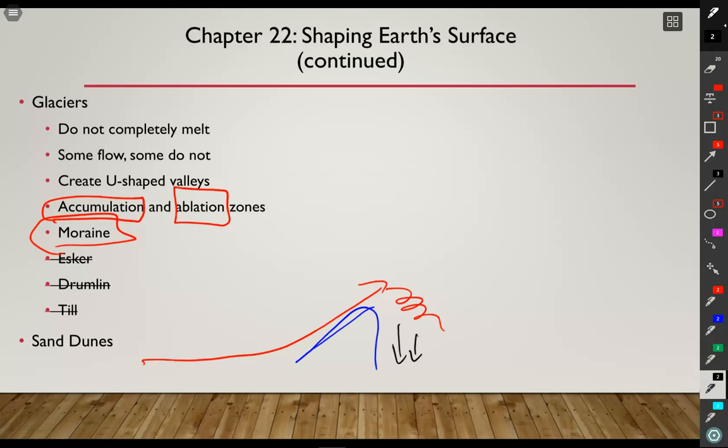What was the difference between the two A ones? Accumulation is growth. Ablation is shrinking.